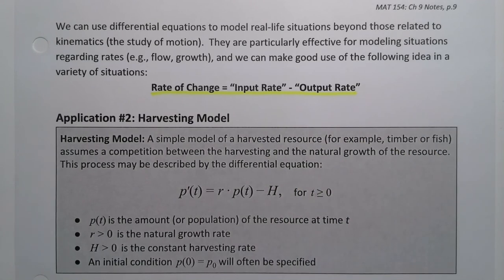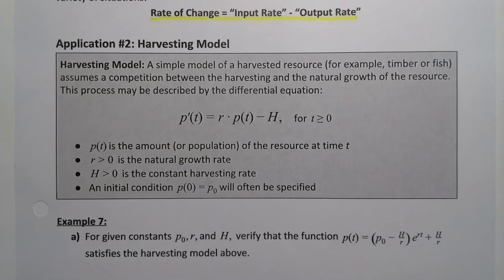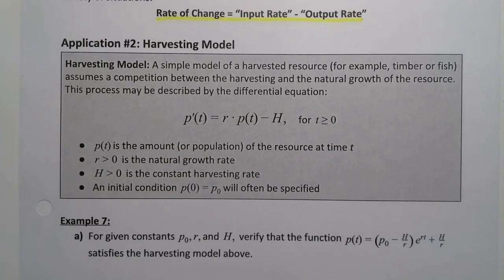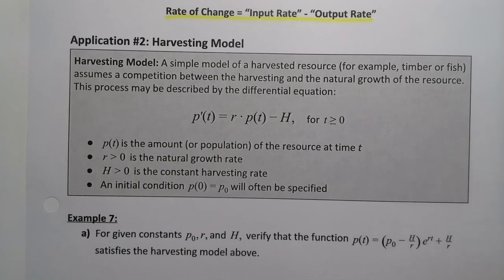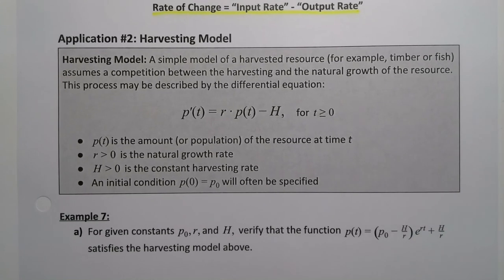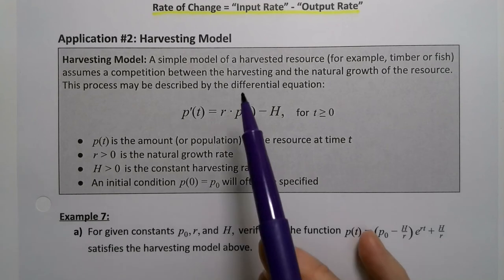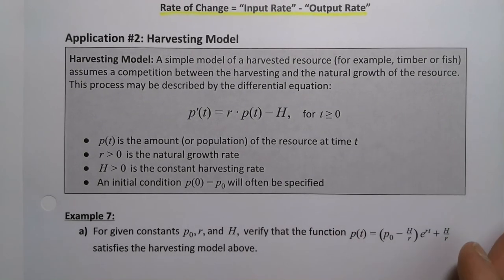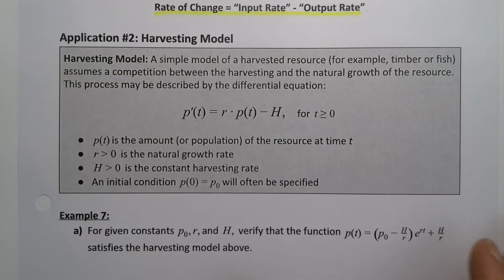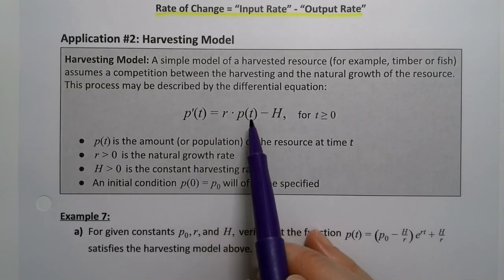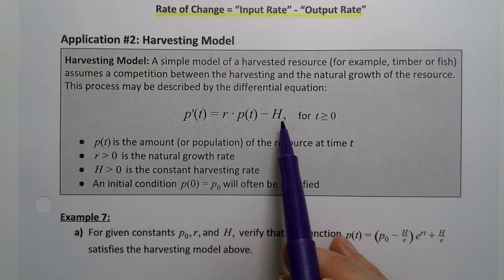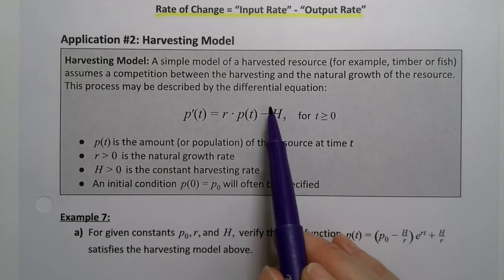So for example, looking at this harvesting model. This is a simple model for a harvested resource, such as timber or fish, something that you're going to harvest, and it assumes a competition between the harvesting and the natural growth of the resource. This process may be described by the equation P prime of t equals R times P of t minus H. So H is your harvesting rate, right?